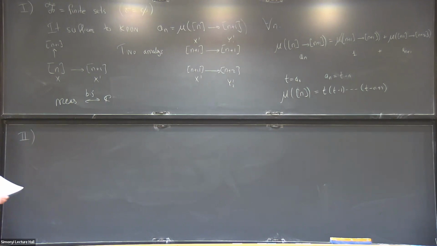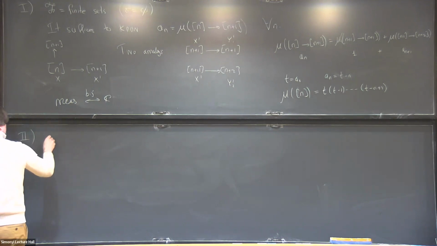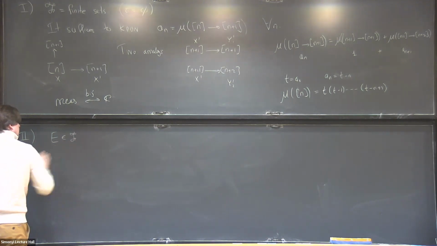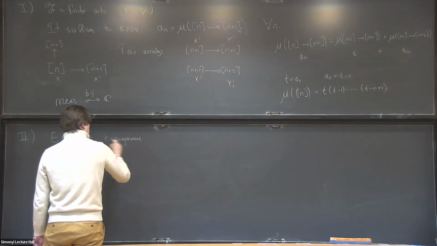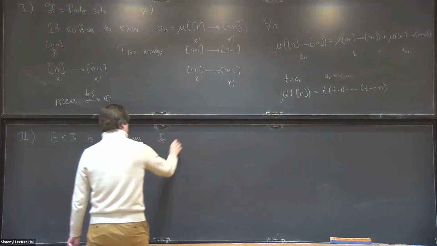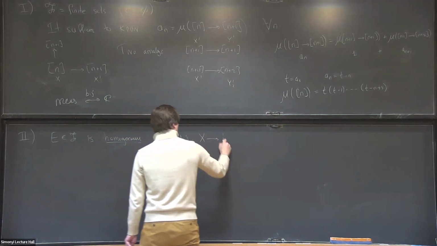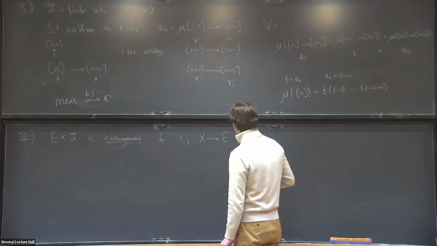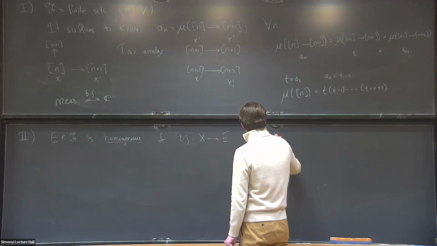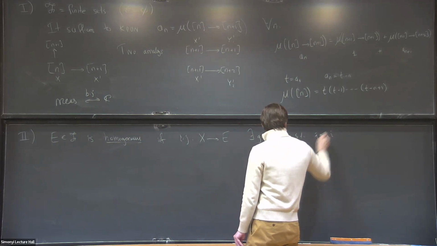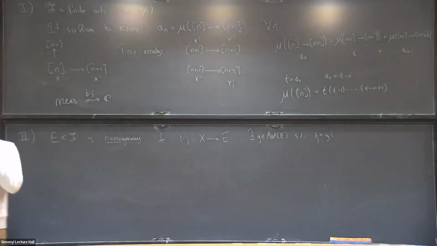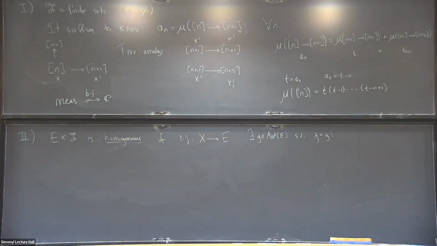So I'm going to go to a general Fraïssé class now, and let's say that we have an object E in our Fraïssé class. We say that E is called homogeneous if whenever you have two embeddings of X into E, they differ by an automorphism. For example, with finite sets, every object is homogeneous. But that's very rare. Most Fraïssé classes won't have that much symmetry.